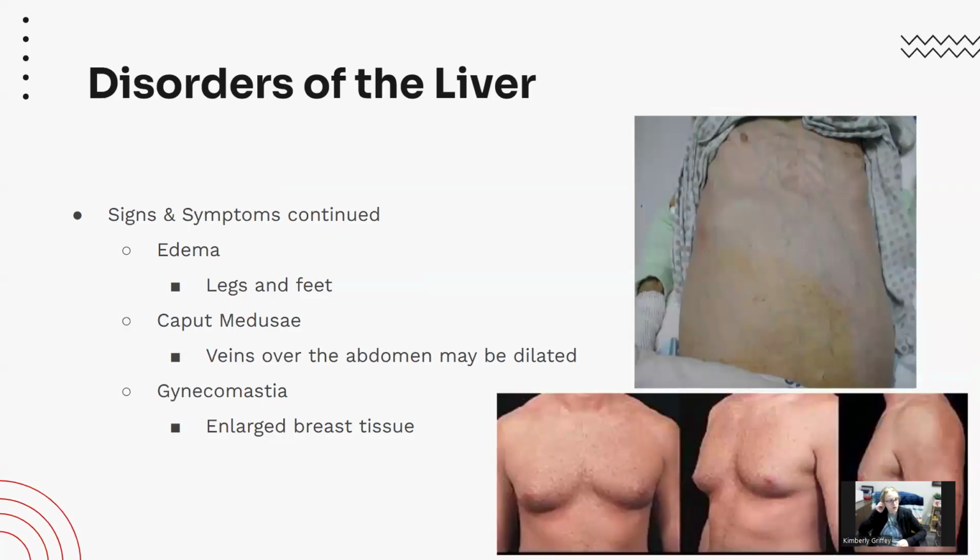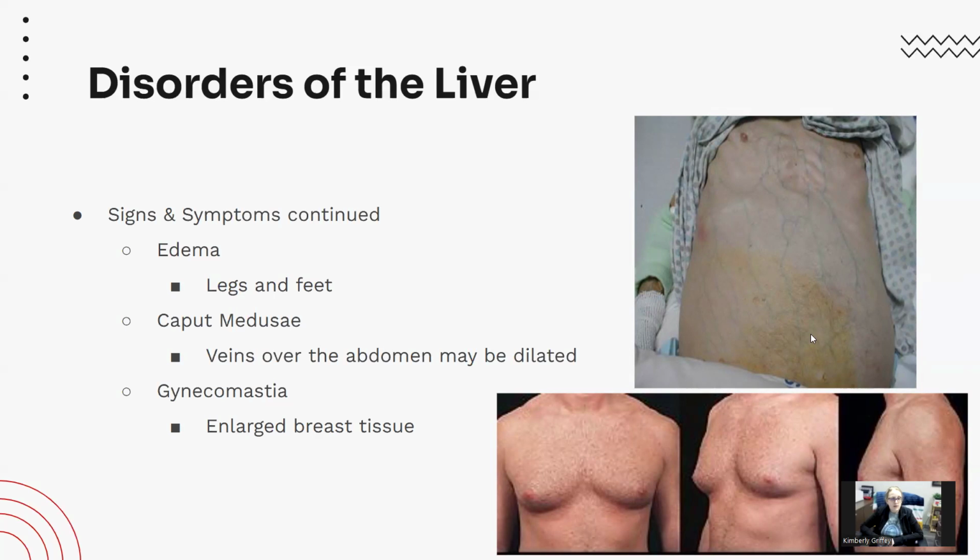So some other disorders are edema in their legs and feet, and something called caput medusae, where they'll have dilated veins in their abdomen. This is one picture. I do have another picture from day 2 that may be more distended, but this is kind of what it is. Medusae is like Medusa from Greek mythology. So this is supposed to look like thin snakes, etc.